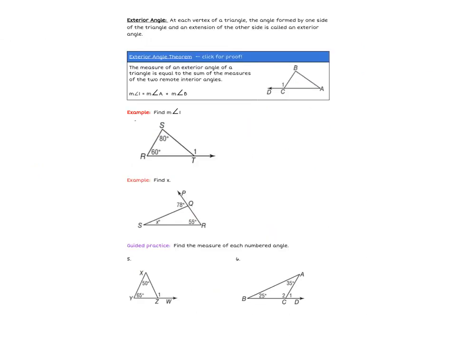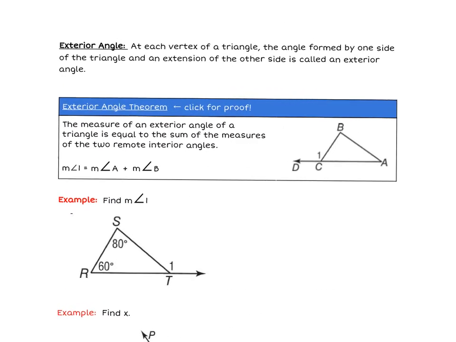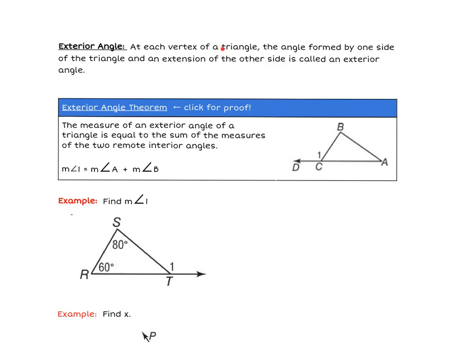All right, last page of notes, folks. The exterior angle. At each vertex of a triangle, an angle formed by one side of the triangle and the extension of the other side is called the exterior angle. The exterior angle theorem, which we talked about yesterday, is such that the measurement of angle 1 is equal to the measurement of angle A plus the measurement of angle B. That is to say that this measurement here is the same as this angle plus that angle.